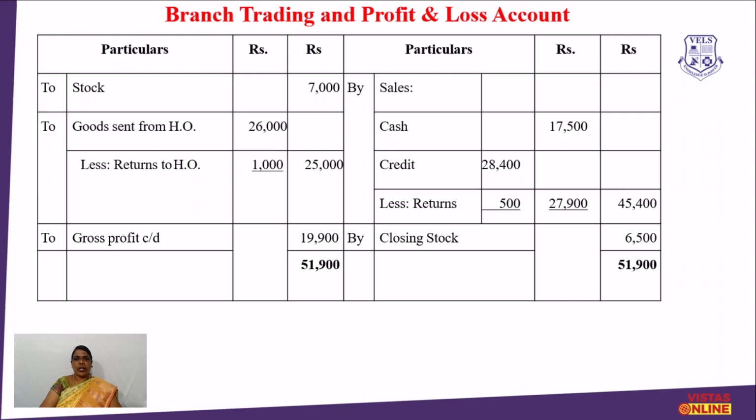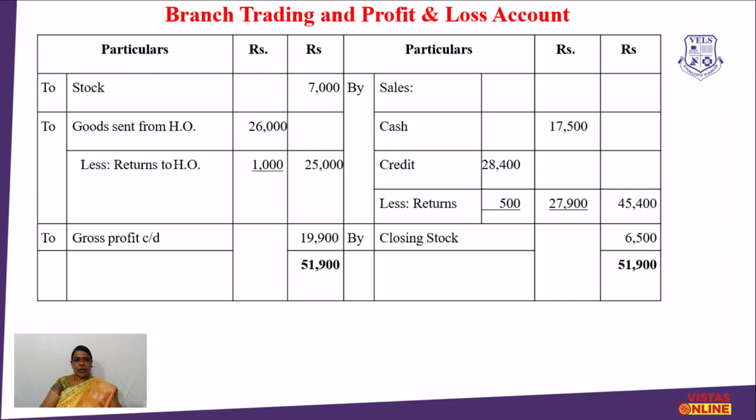Just put the total of cash and credit. How much? 45,400. You will get it. You will write it in the outer column. Then closing stock. Already we have found it, 6,500. We will write it in the closing stock value, 6,500. Just put the total. You will get the gross profit 19,900.